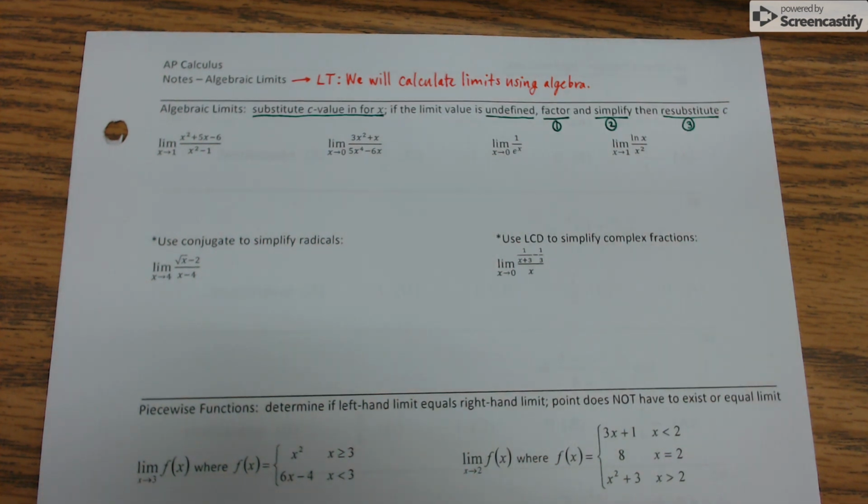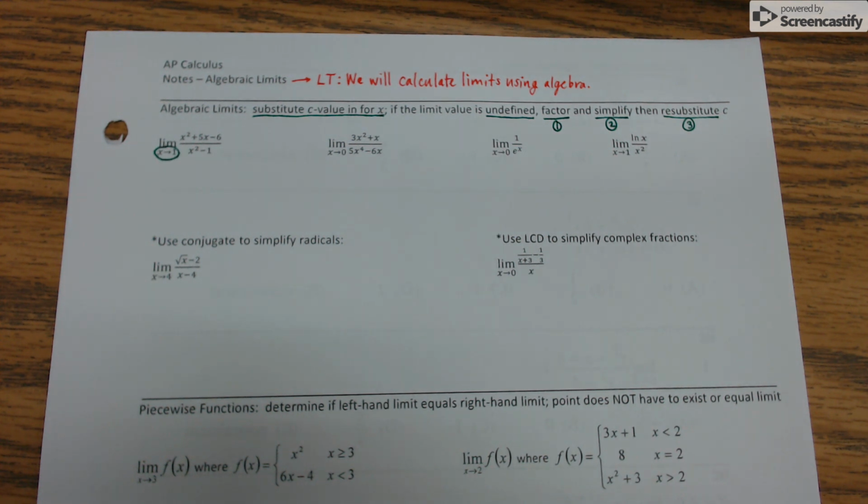When we're given an algebraic limit, the first thing we want to think about is what would happen if I substituted in the given c value. If I come up with a limit value that's undefined, perhaps I need to take a series of short algebraic steps that would lead me to a better answer. And those short steps are to factor, simplify, and then resubstitute the original c value to see if I get a different result.